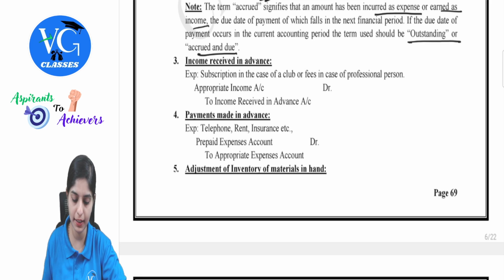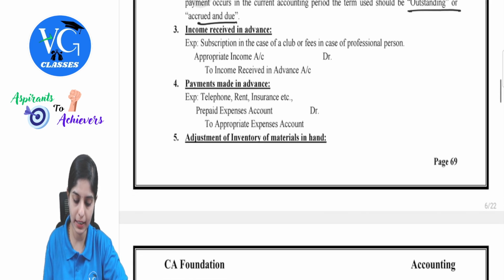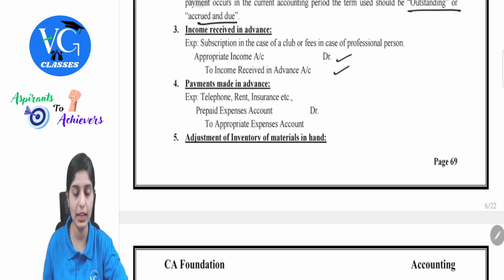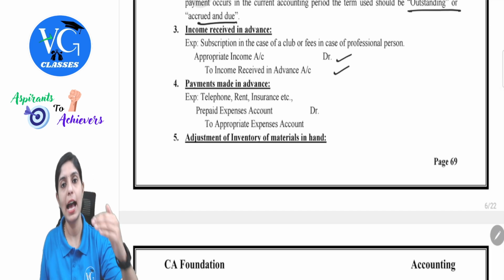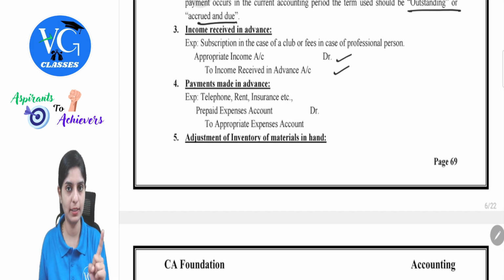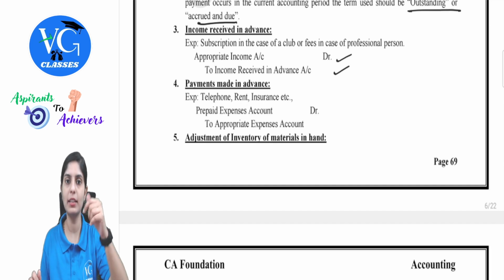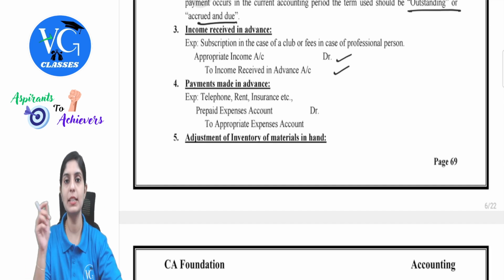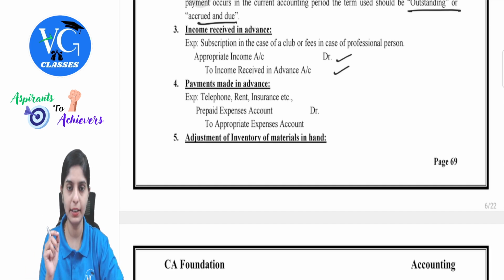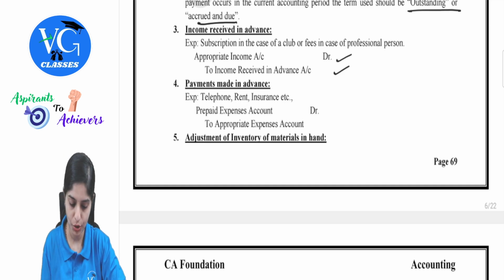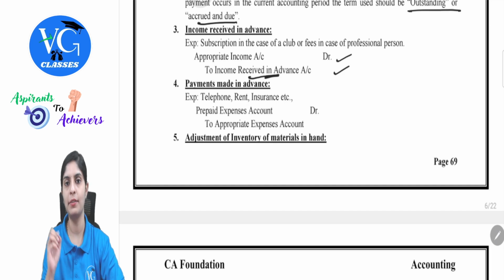What will be the journal entry for this? Appropriate income account debit to income received in advance. Why? Because I will have to record only 12 months income. If I have shown 13 months income, 1 month income will be debited. Two, since it will be a liability, it should be a credit balance. So, to income received in advance account.